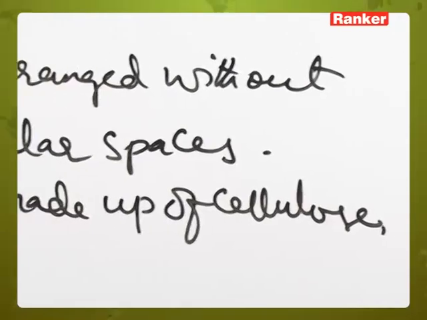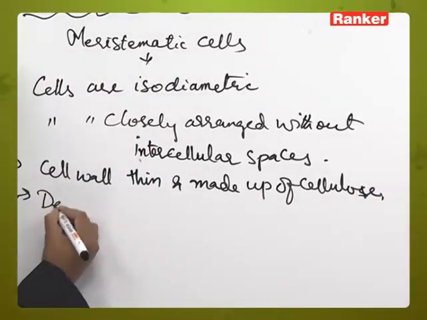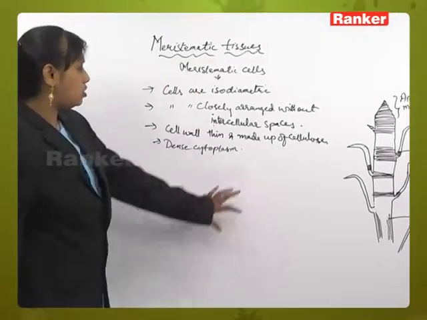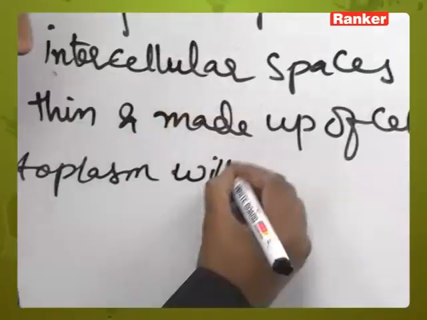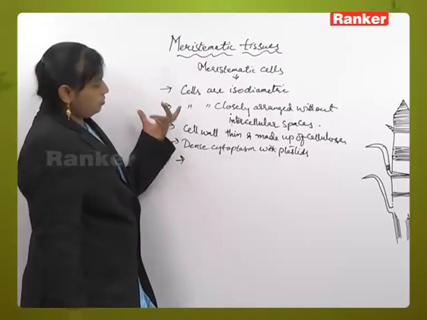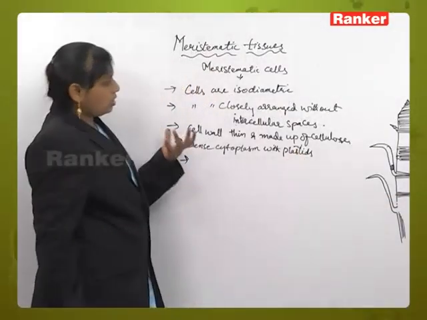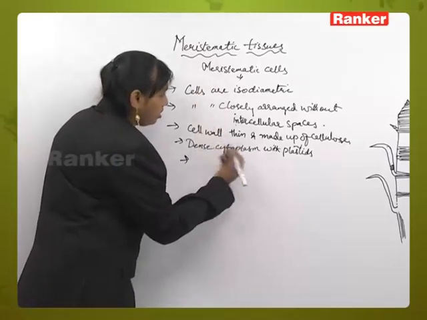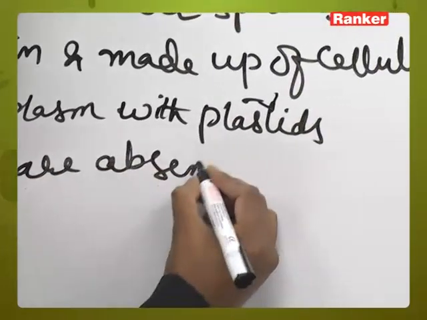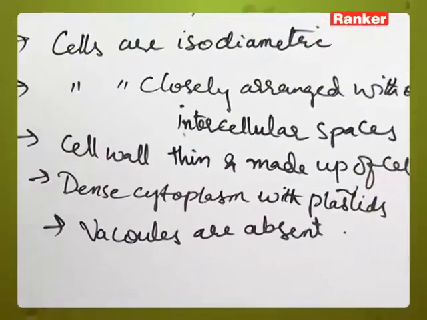If we have a cell wall which is thin and made up of cellulose, you also have dense cytoplasm, and you will have the presence of dense cytoplasm with plastids. As we say there is a cell wall and a dense cytoplasm with plastids, we get a doubt that you can also have vacuoles here, but we say that vacuoles are absent in the meristematic cells. These are the points that help to identify that this particular type of cells are meristematic cells.